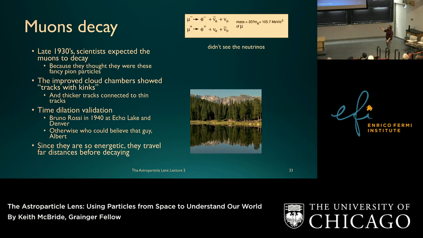So this was done at Echo Lake. Here's a nice picture of Echo Lake. I would also like to deploy a detector at Echo Lake. It looks wonderful. But what they did was they had their detector at Echo Lake, which is at higher altitude in Colorado than Denver in Colorado, right? Denver's lower altitude by almost a mile, I think. And so at these different altitudes, they could measure the muons.